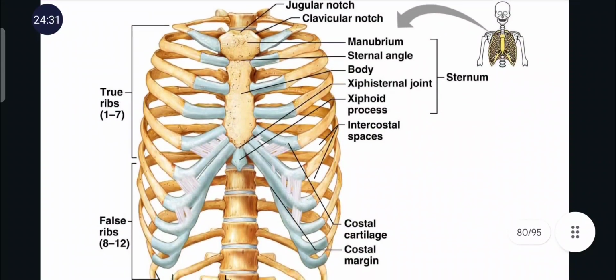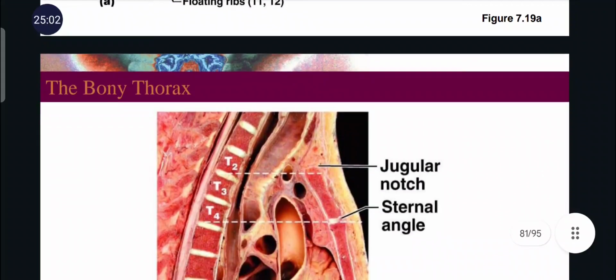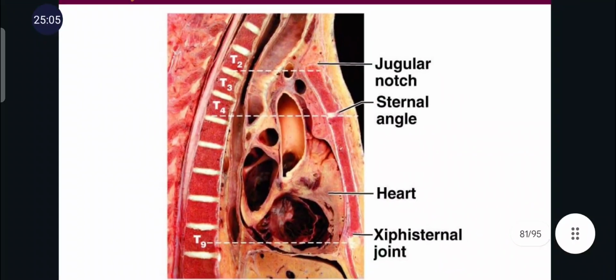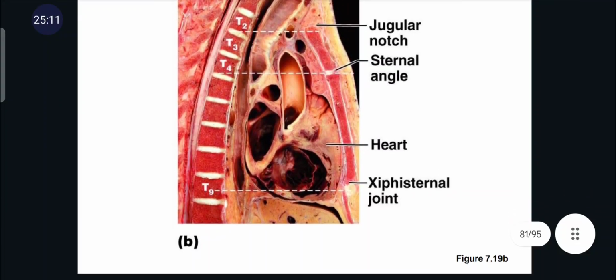So this is the structure of the bony thorax, which consists of ribs and the sternum at the anterior side, while the vertebral column, that is thoracic vertebrae, is at the posterior region. The first 1 to 7 pairs of ribs are true ribs, while pairs 8 to 12 are false ribs. That is, the next 3 pairs are false ribs, and the last 2 pairs are floating ribs. So this is the actual structure of the thoracic cavity.